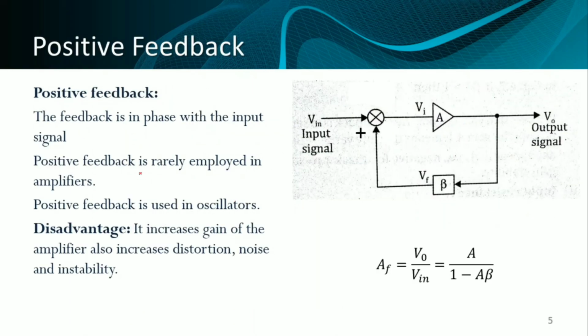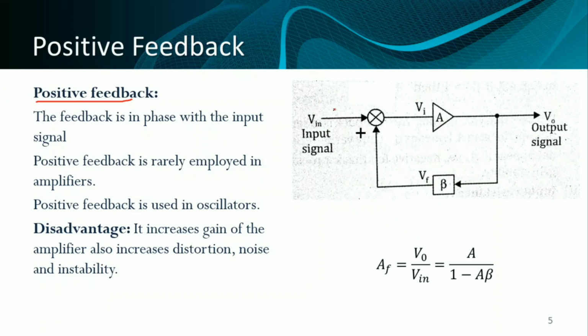Next is positive feedback. What is positive feedback? If it is positive feedback, then I have to add Vf with the input signal. What is Vf? Vf is the feedback signal. Vin is the input to the given circuit, Vi is the input for the amplifier, and V0 is the output.